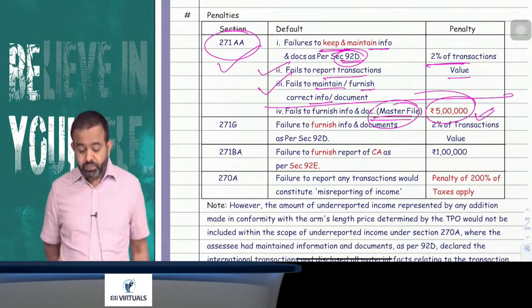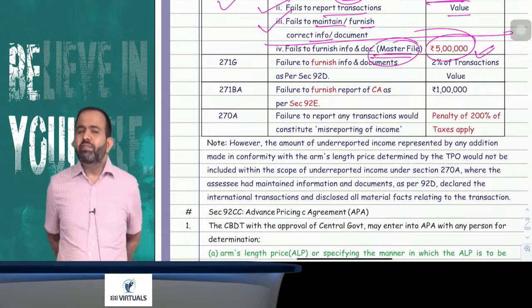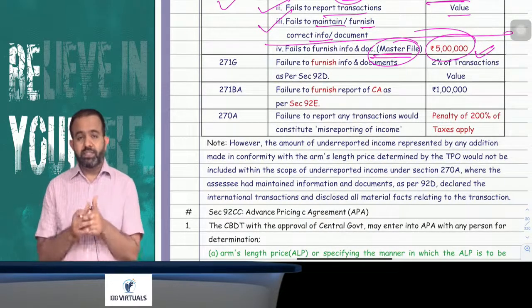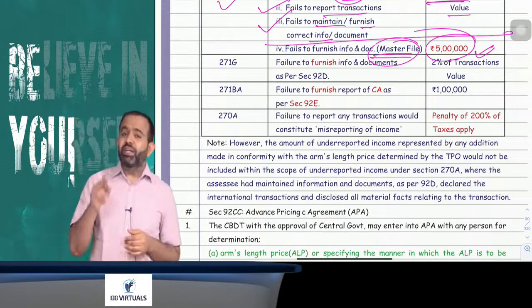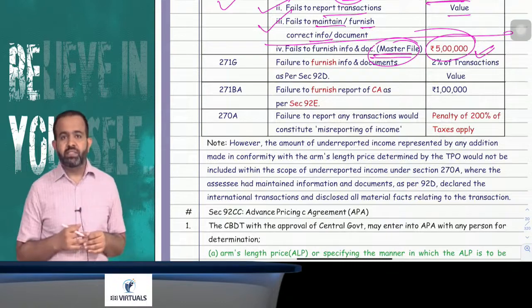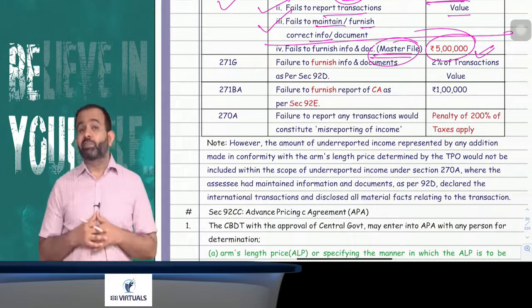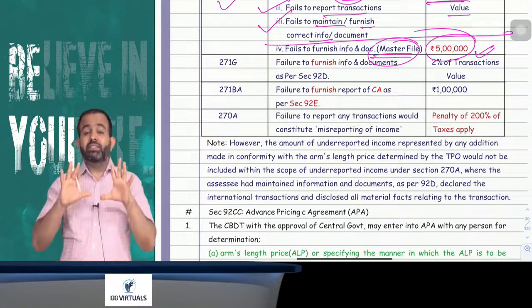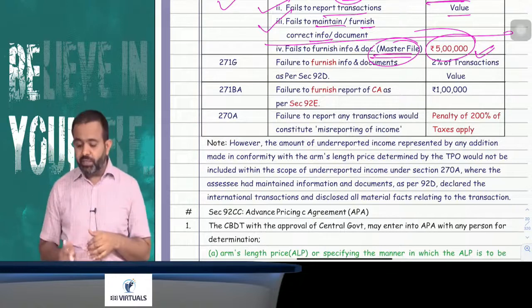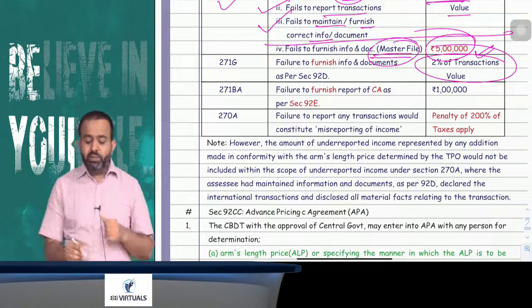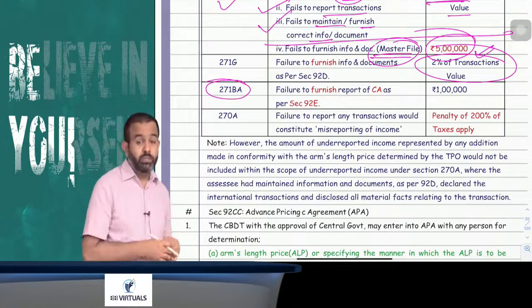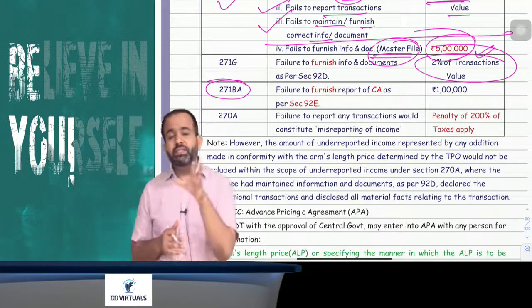Now next part is 271G. 271G says that if the assessee does not furnish the information and documents, because the assessee has to maintain information and documents, he has to maintain the TP study report, and whenever the income tax department asks for the TP study report, he has to submit that TP study report to the department. But suppose the assessee fails to submit that TP study report, in that case your penalty will be 2% of transaction value.